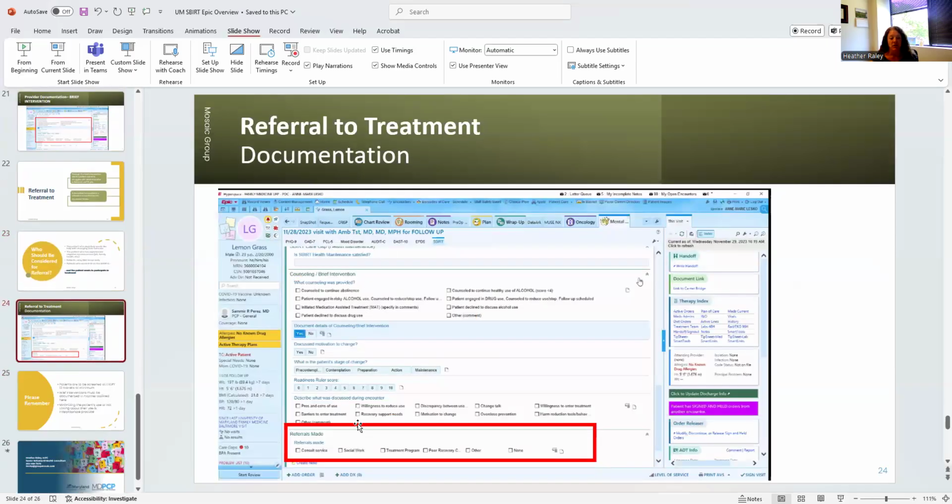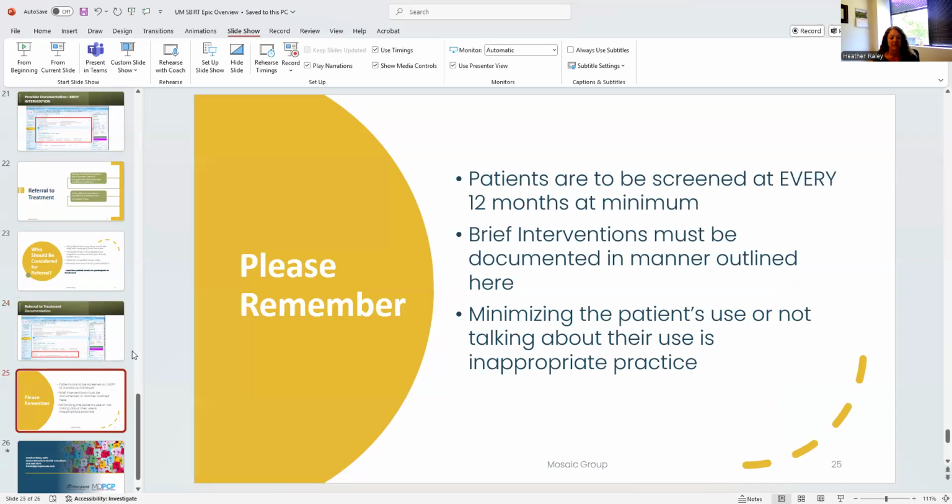Going down further on that form, at the very bottom, referrals made, you can note that they were referred to social work, directly to a treatment program through you, some type of third-party consult service, or maybe a care manager. So the only two portions of the brief intervention section that are required are this: what counseling was provided, if any, and then the referrals made.